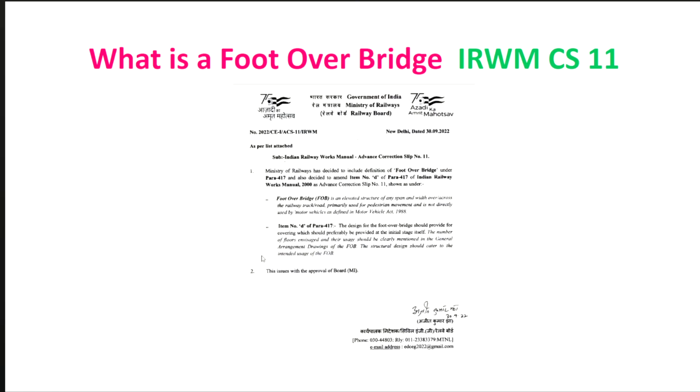The number of floors envisaged and their usage should be clearly mentioned in the general arrangement drawings of the FOB. Structural design should cater to the intended usage of the FOB. It's clearly written. In case you want to have a facility of having a two-wheeler or a three-wheeler over it, then it should be designed according to that.